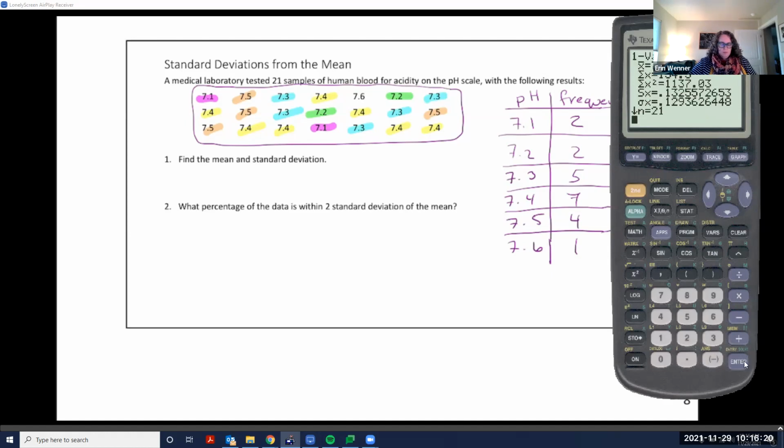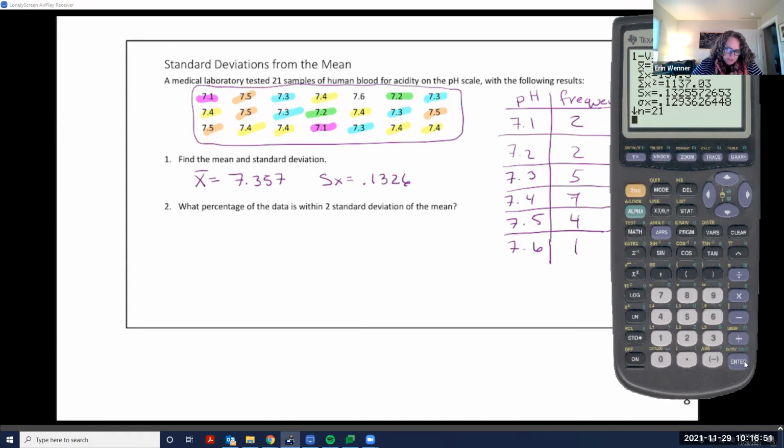Okay, so if we enter our data, we get a mean, or x bar, remember, of 7.357. I'm taking it out 3 decimal places just to be more accurate because our data is so close together. And we know our data is so close together because the standard deviation is 0.1326. We can take it out even farther if we want, but we're going to go with 0.1326.